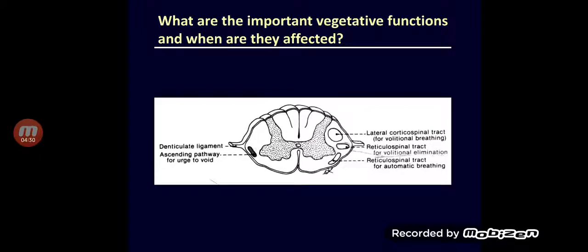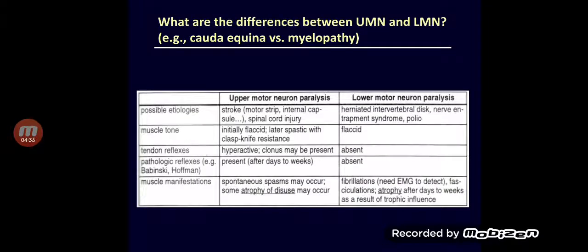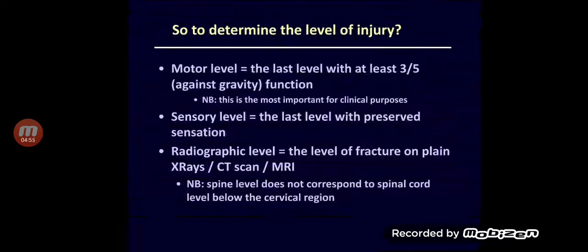We have also to assess for the important vegetative functions when they are affected. Always keep in mind to differentiate between the upper and the lower motor neuronal lesions, and that's by assessing, of course, the muscle tone, tendon reflexes, the pathological reflexes, the muscle manifestations, and the possible etiologies, and we talked about that in the clinical session.